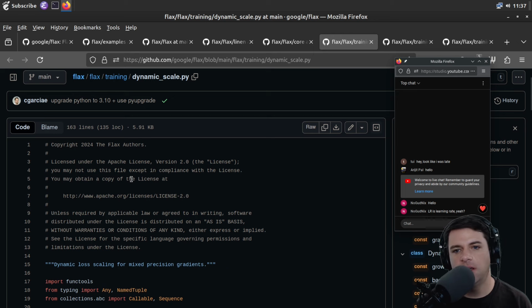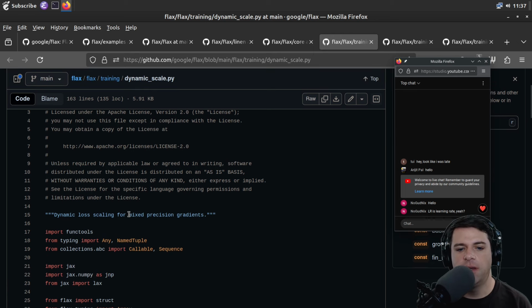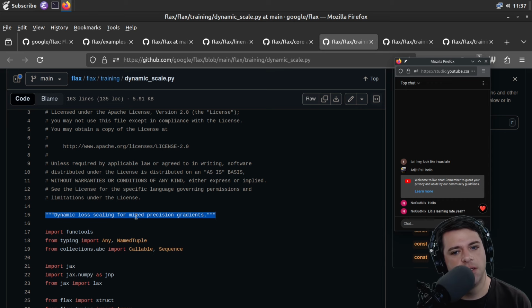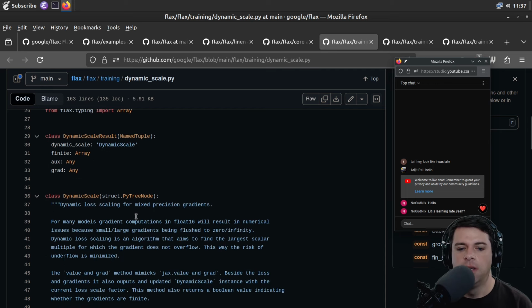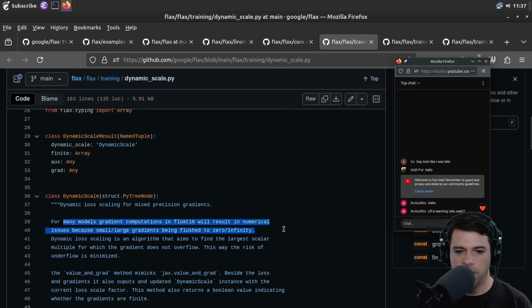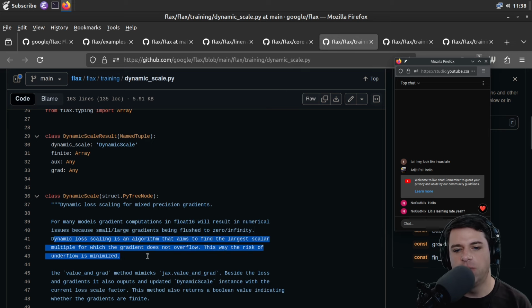Okay, so dynamic scale, I'm guessing is something about scale, and we're dynamically updating it. Dynamic loss scaling for mixed precision gradients. Okay, so mixed precision gradients. I'm guessing that within the same gradient, different variables have different precisions. I don't know what else it would mean. For many models, gradient computations in float16 will result in numerical issues because small or large gradients are flushed to 0/infinity. Yeah. Dynamic loss scaling is an important algorithm.